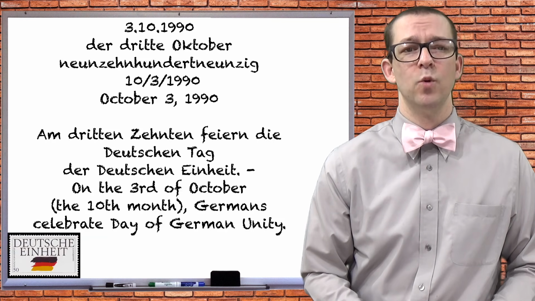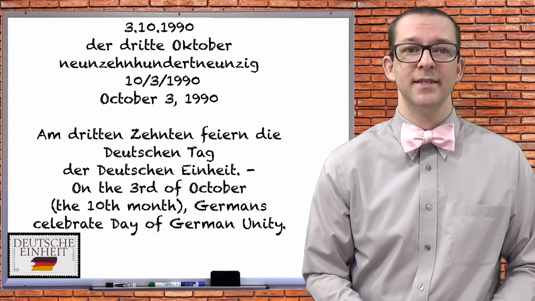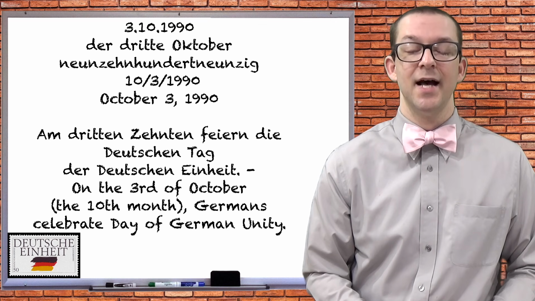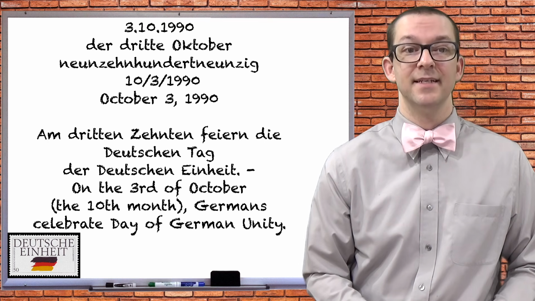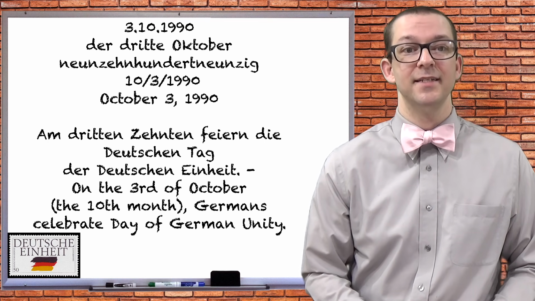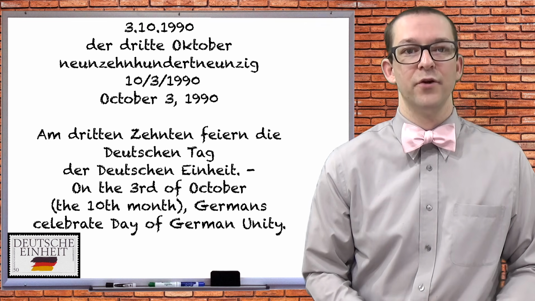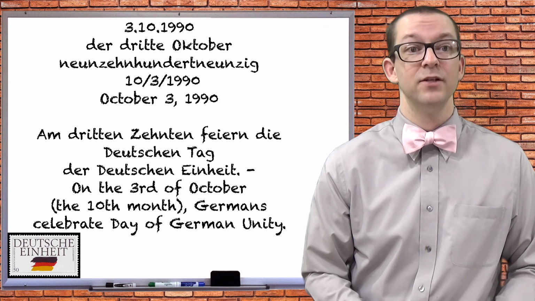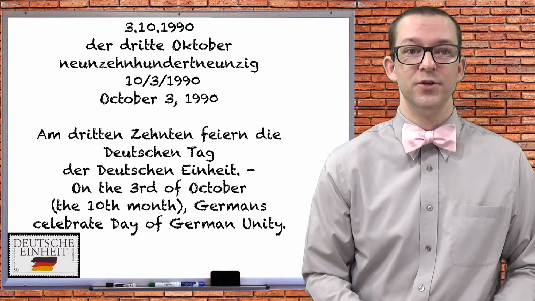Der 3. Oktober 1990. October 3rd, 1990. Tag der deutschen Einheit. Day of German Unity. Am 3.10. feiern die Deutschen Tag der deutschen Einheit. On the 3rd of October, the 10th month, Germans celebrate Day of German Unity.